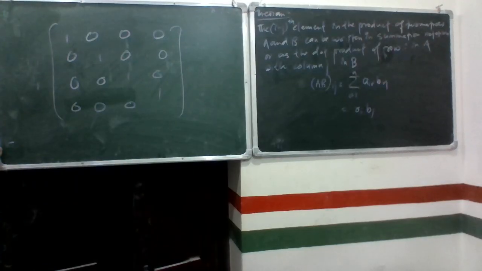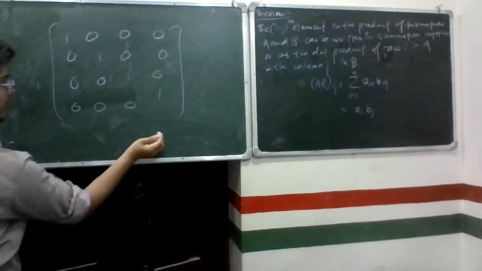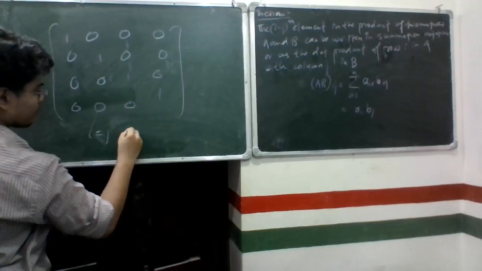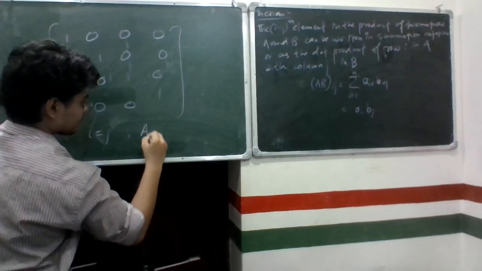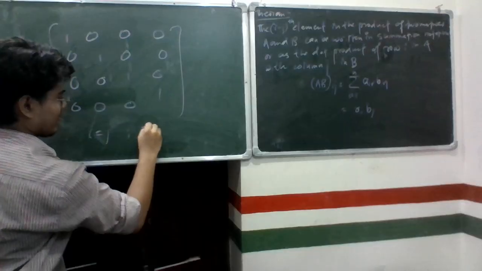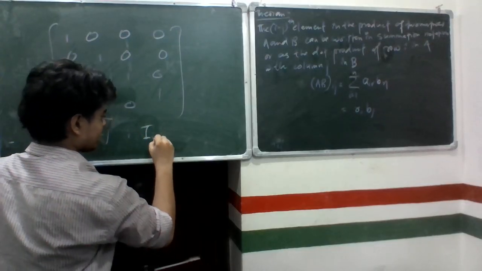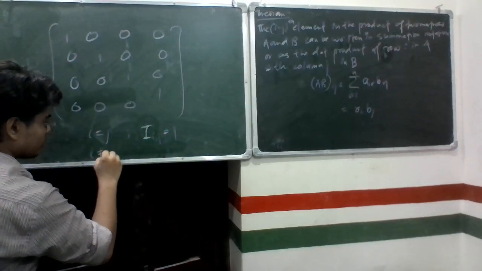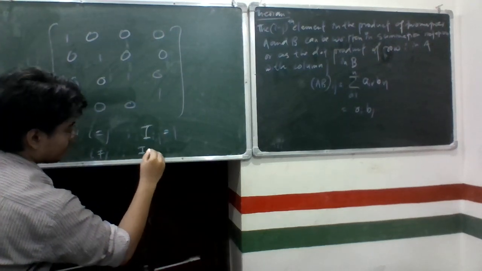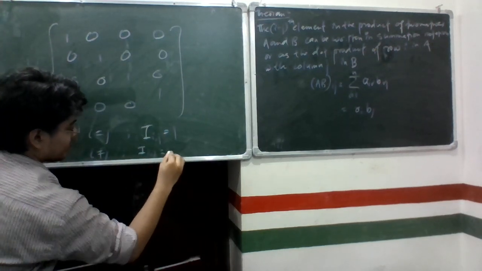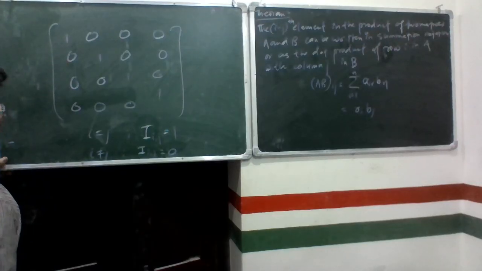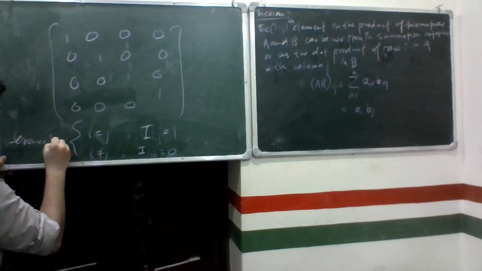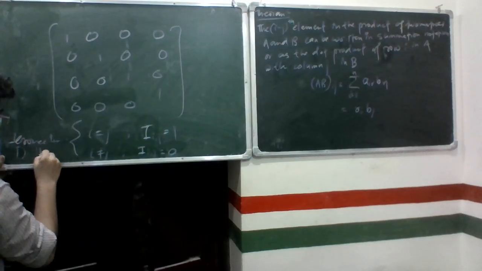If you see this, you can write an argument: where i equals j, the element ij is 1. When i is not equal to j, the element is 0. This is called the Kronecker delta way of writing it.